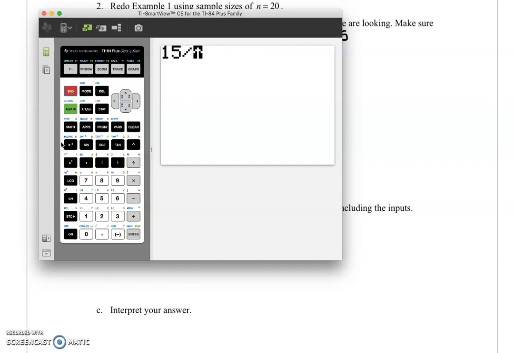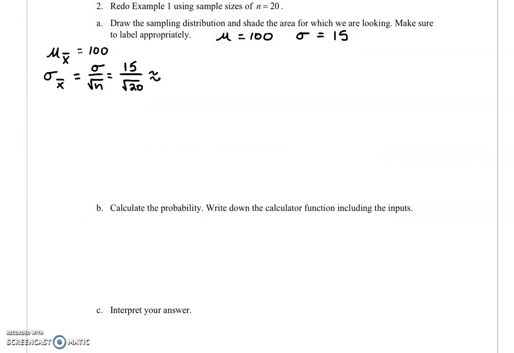15 divided by square root of 20, 3.35. So 3.35. So let's draw our, and we're still looking for the probability of a mean greater than 110. Sorry, a sample mean.